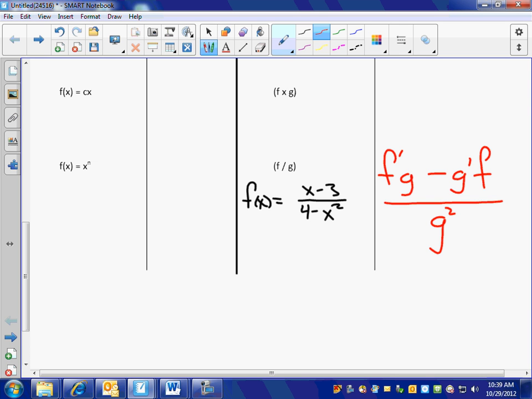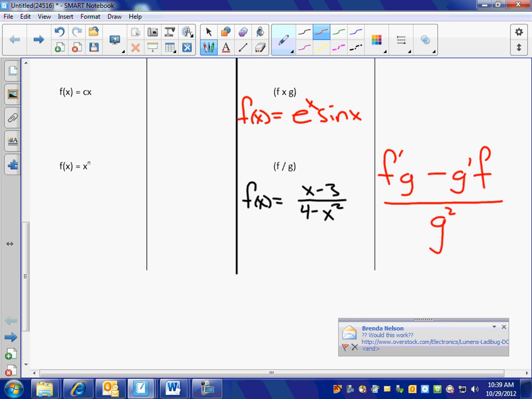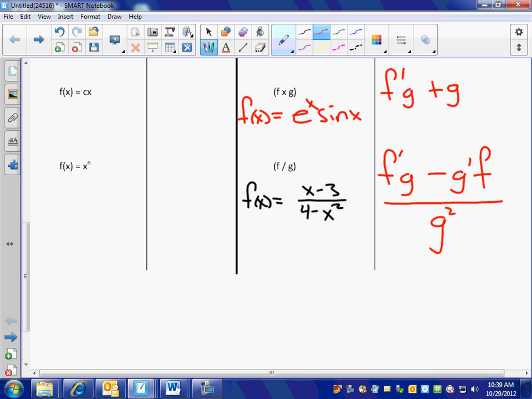It's hard to give a good example of this to you right now because you don't know trig yet. But let's suppose that our function was f of x is, say, e to the x sine of x. Then those are two functions that you multiply together. So, how can you find the derivative of that? Well, it's very similar. It's f prime times g plus g prime times f, and that's it. And so we're going to practice that today.